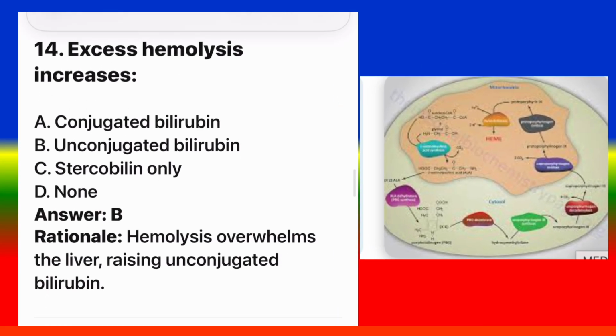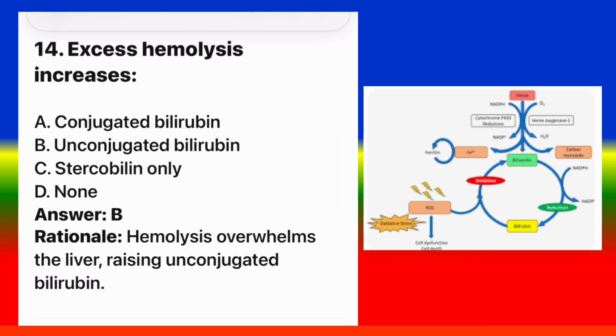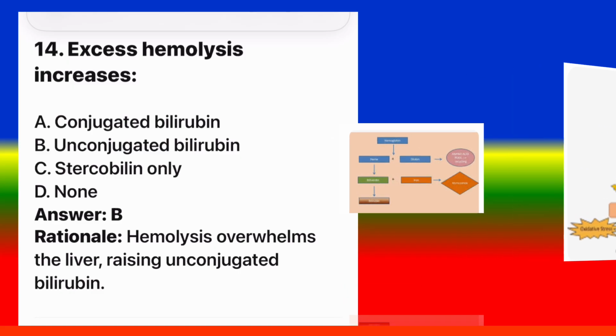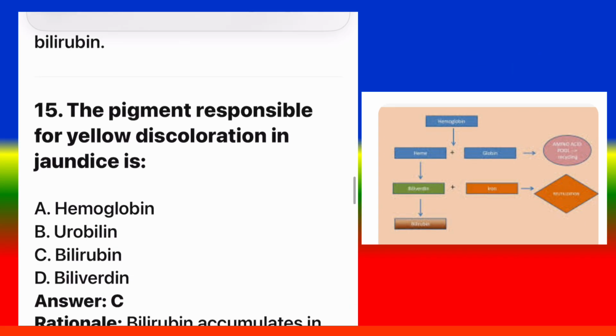14. Excess hemolysis increases: A. Conjugated bilirubin, B. Unconjugated bilirubin, C. Stercobilin only, D. None. Answer B. Rationale: Hemolysis overwhelms the liver, raising unconjugated bilirubin.